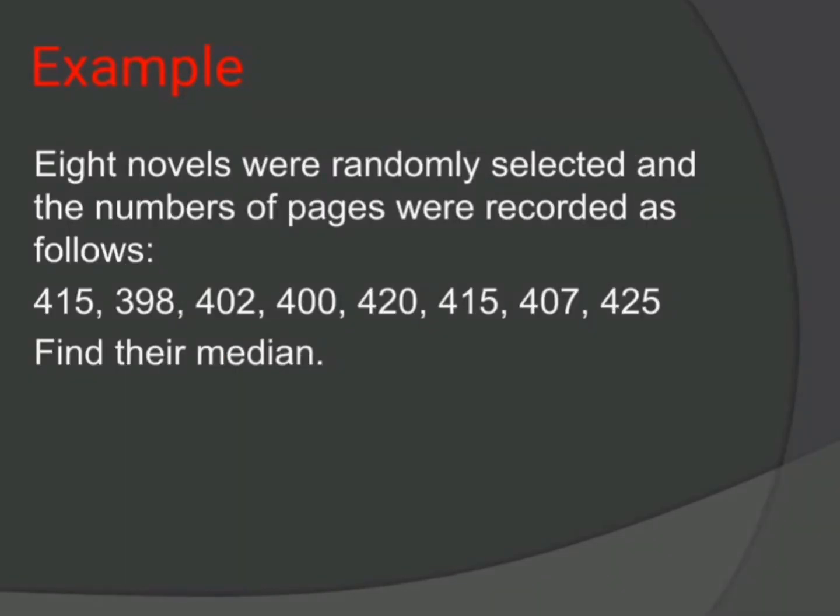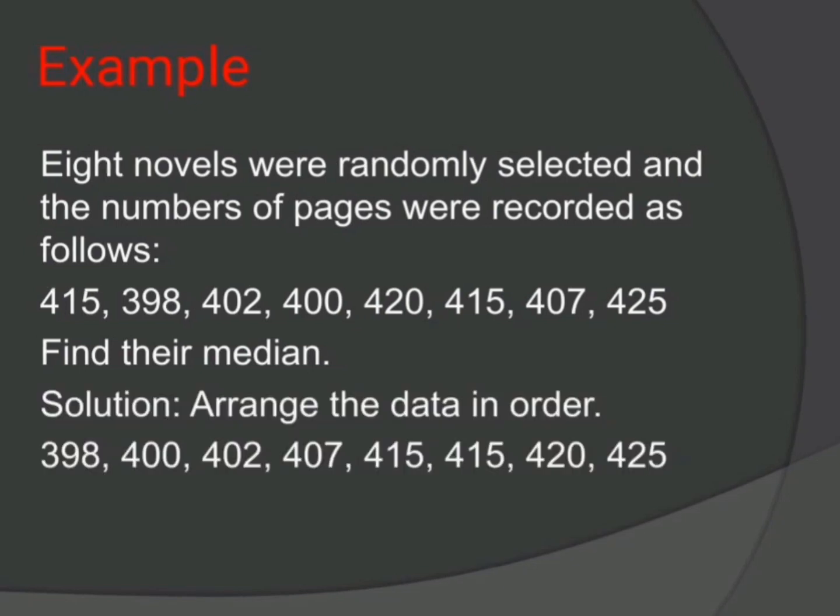Another example: 8 novels were randomly selected and the numbers of pages were recorded as follows: 415, 398, 402, 400, 420, 415, 407, and 425. Find their median. So we're going to do the same process as we did earlier. We need to arrange the data in order. So what I did here is I arranged it in ascending order, starting from the lowest number to the highest number.